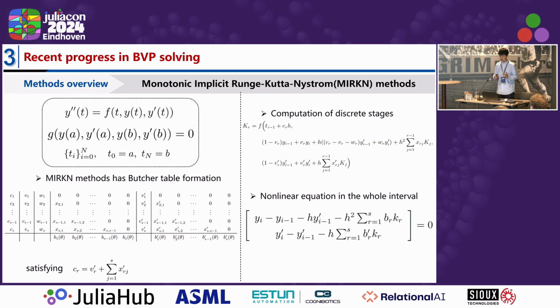In the BVP solving part, we also have this kind of Nystrom method. It's called monotonic implicit Runge-Kutta-Nystrom methods. It has a similar idea to the previous MIRK methods. With the Butcher table, we first need to discretize our second order BVP problem and construct the nonlinear system, so that we can directly call the nonlinear solver to solve our nonlinear system, and we can get the numerical solution.